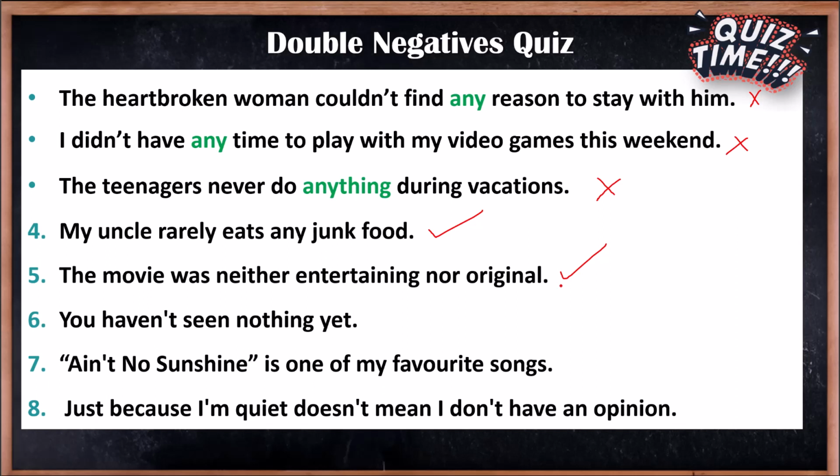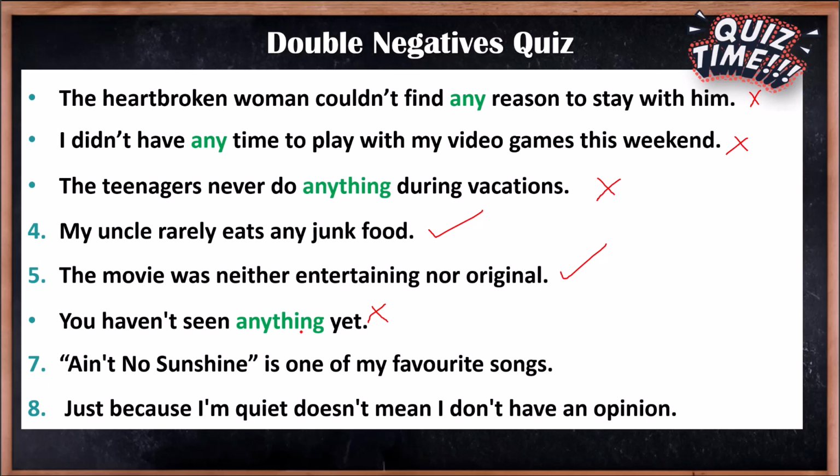Now, what about number 6? You haven't seen nothing yet. This is a double negative, so we're going to correct it. Now, again, remember that sometimes people use double negatives intentionally for emphasis. I have heard people say, you haven't seen nothing yet. And they're saying that to emphasize nothing. But grammatically, it should be changed to anything. You haven't seen anything yet.